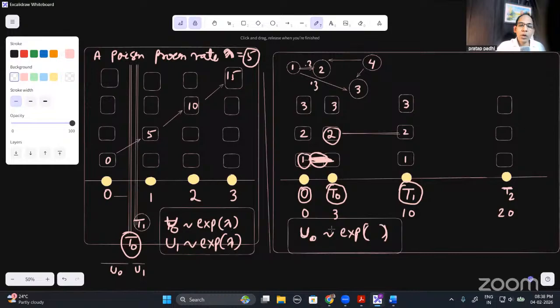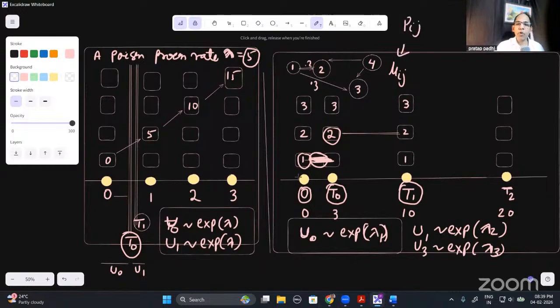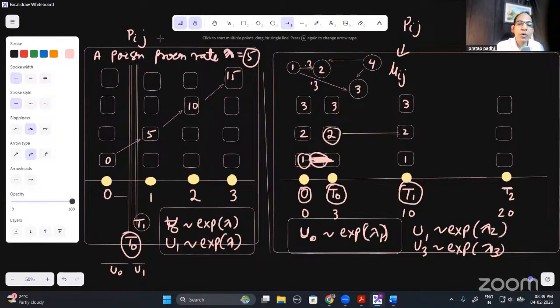So there is a concept of lambda i. Suppose I write lambda 1 here. Then U1 follows lambda 2. How can you get these lambdas? U3 will follow exponential lambda 3. These lambdas are linked with the mu ij's. And the jump chain probabilities also have a link with the mu ij's. Also, the transition probabilities, the transition matrix probabilities, also have a link with the mu ij's.